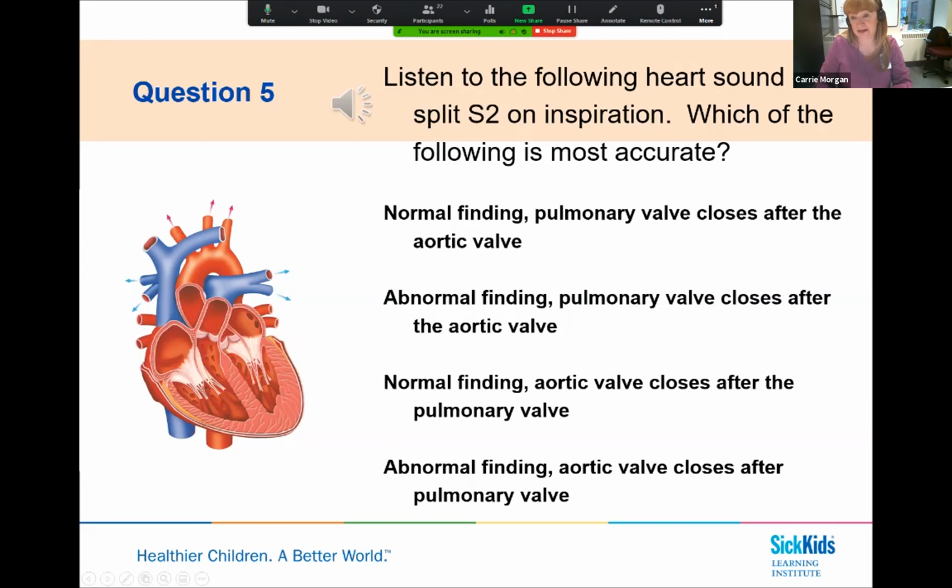Is this a normal finding because the pulmonary valve closes after the aortic valve? Is this an abnormal finding because the pulmonary valve closes after the aortic valve? Is this a normal finding because the aortic valve closes after the pulmonic valve, or is this an abnormal finding because the aortic valve closes after the pulmonary valve? So let's have a listen.